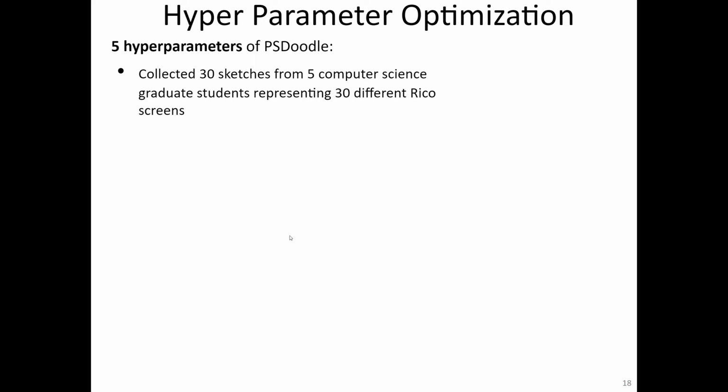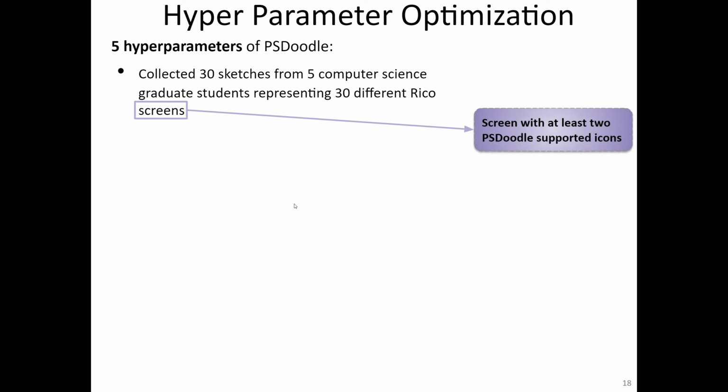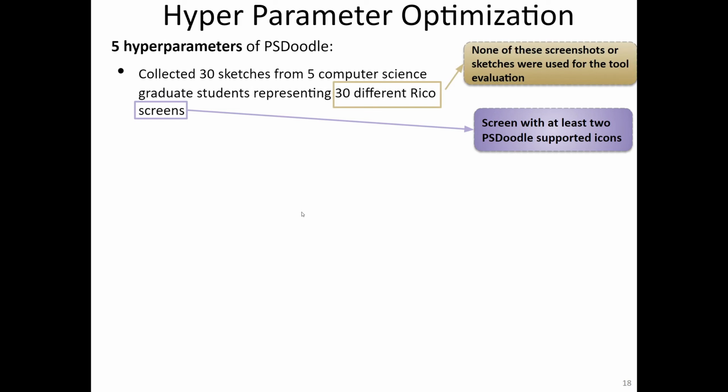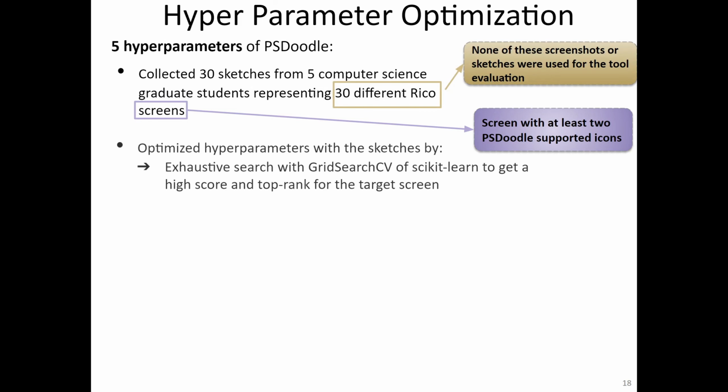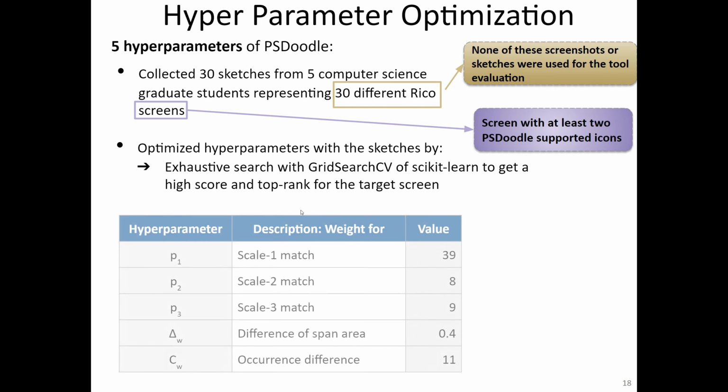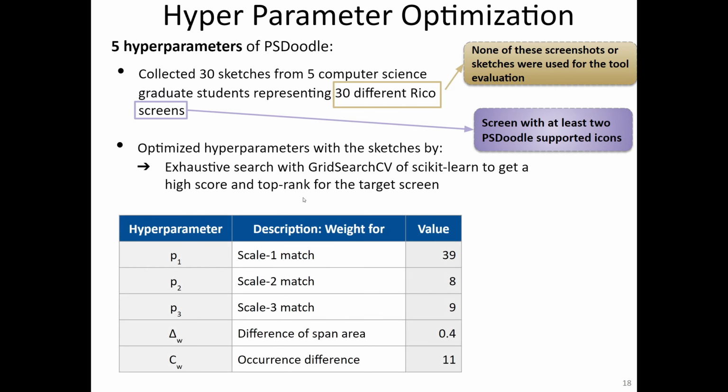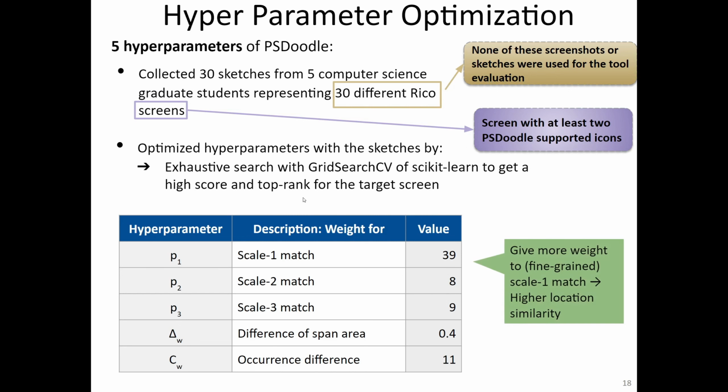We collected 30 sketches from 5 computer science graduate students representing 30 different requested screens. These screens have at least 2 different PSDoodle supported icons, and they were never used for evaluation purposes. Then we optimized those hyperparameters with Grid Search CV to obtain a higher score for that target screen. We ended up with these parameter values, and as you can see, it gives more weight to scale 1 match, which implies higher location similarity between the sketch and the requested screen.